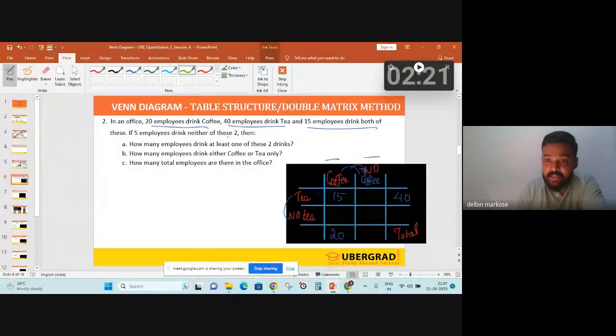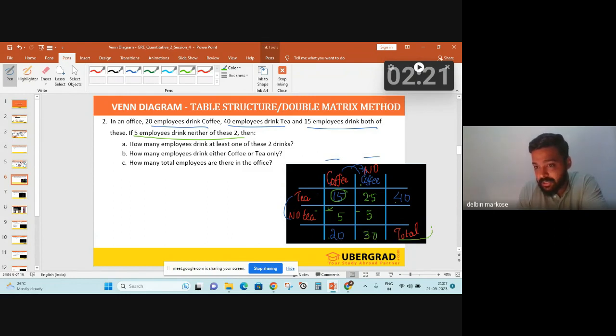Automatically, once I know one piece of information, I can fill it. This value plus this value, you have to get 20. This will be 5. What is another piece of information I can fill in? 15 plus something, you have to get 40. That will be 25. And there is one more piece of information. If 5 employees drink neither of these, that is the neither category, no tea, no coffee, this will be 5. So 25 plus 5, that will be 30.